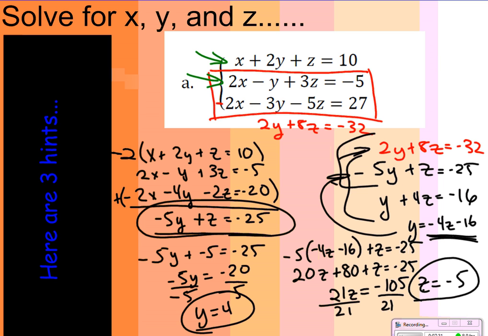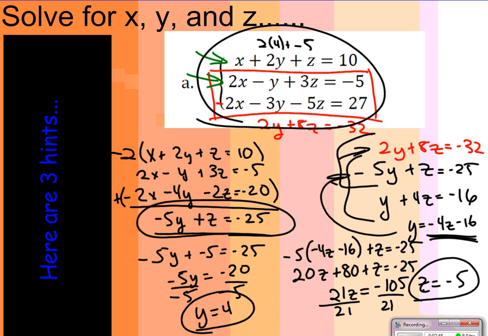Then once I know that, I can plug it back into one of these up here, my original ones, and figure out what x is. So z is negative 5, y is 4. So it's going to be 2 times 4. So I can figure out what x is. So it'll be x plus 8 minus 5, so it's going to be x plus 3 equals 10. So x is going to equal 7.